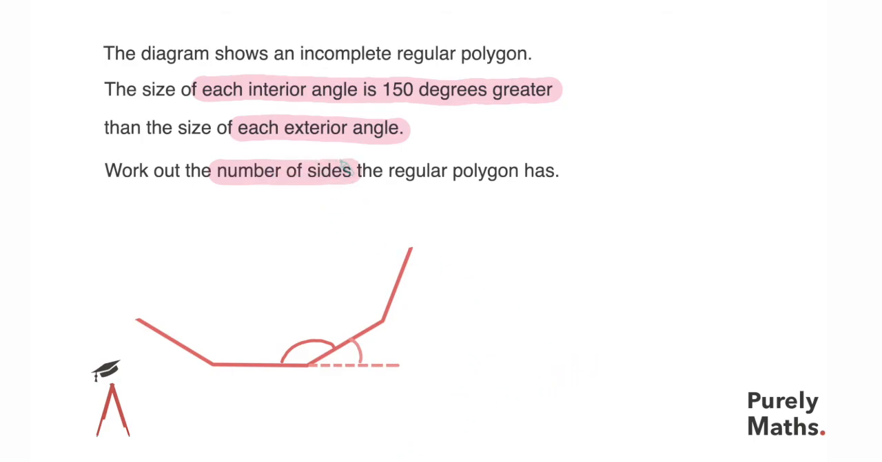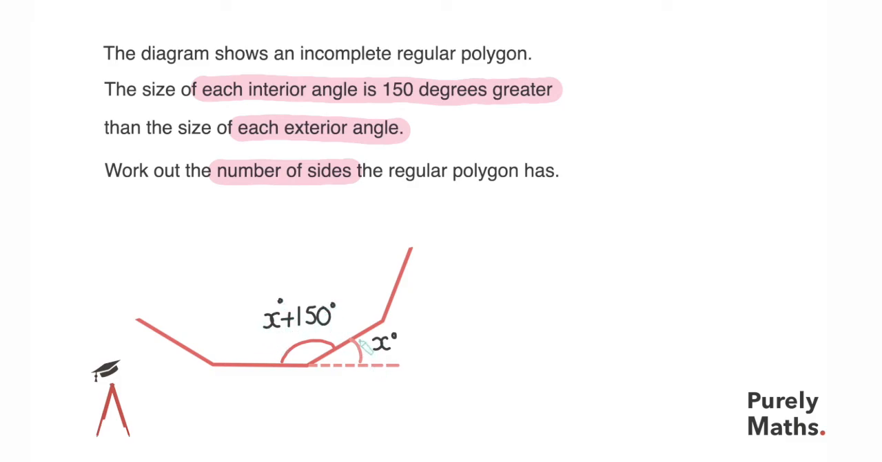Okay, so the number of sides is the same as the number of interior or exterior angles. So my thoughts are, if we can work out the size of the exterior angle, we can use that to work out how many exterior angles we have and therefore how many sides we have. So let's call the size of the exterior angle the letter x, and use this to write down an expression for the size of the interior angle. Back in the question, it says the interior angle is 150 degrees greater than each exterior angle. So the way we'd write that down is x add 150 degrees.